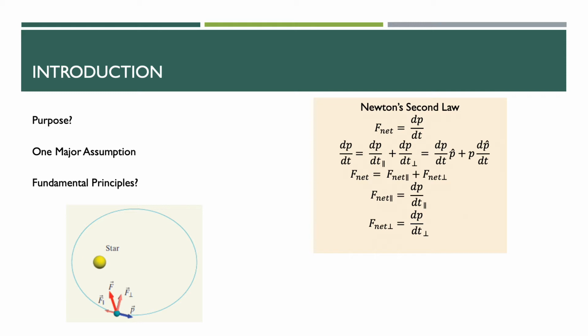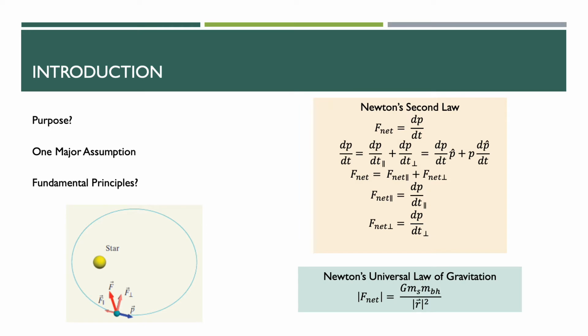These principles will be used to solve for the gravitational force on the star. Newton's universal law of gravitation is also used in this lab. With the net force, the mass of the star, and the distance between the black hole and the star known, the mass of the black hole can be calculated.